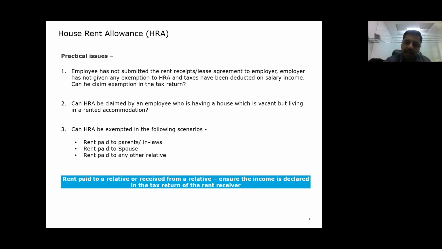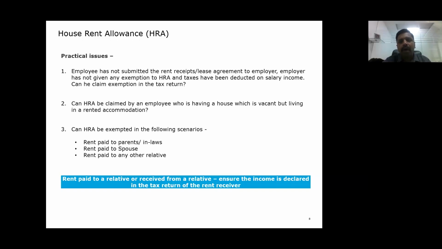Yes, he can claim HRA benefit because the condition for claiming the HRA says he should be paying rent for the house where he is living in. It does not say that if you have a house already, then you cannot claim it. So he can very well claim the HRA benefit as well.